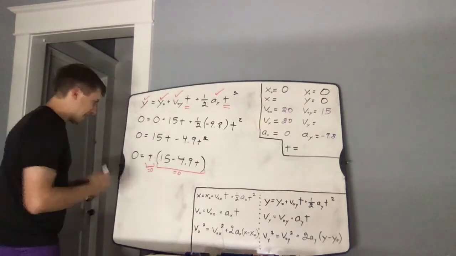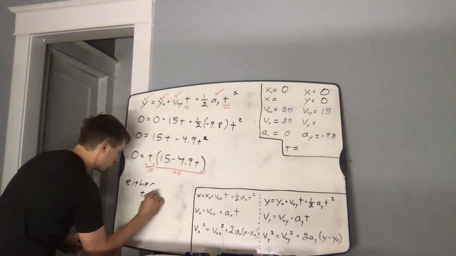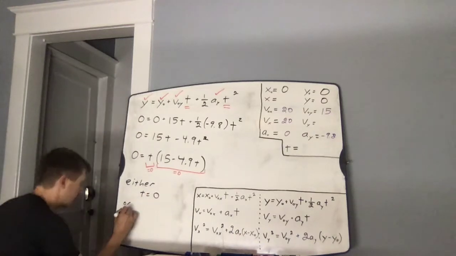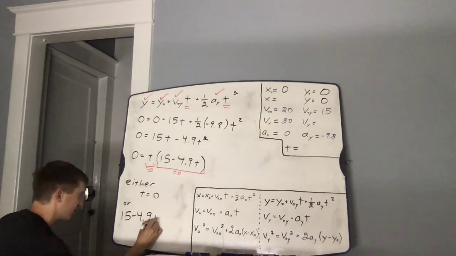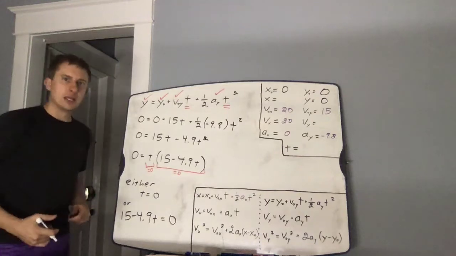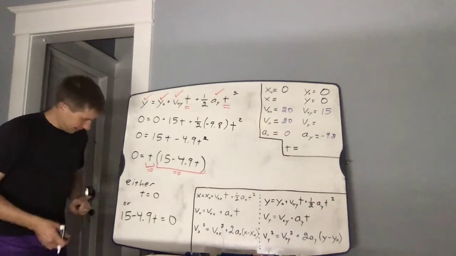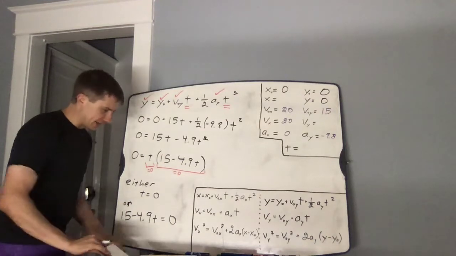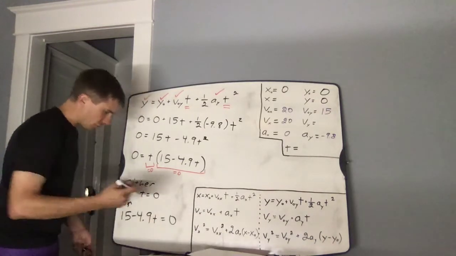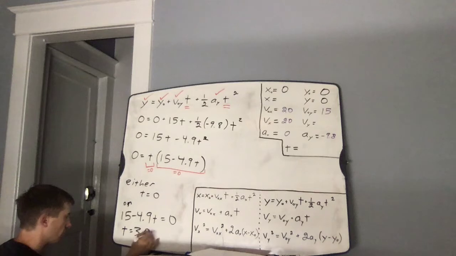So I could write that as either t equals 0 or 15 minus 4.9t is equal to 0. So t equals 0, that is already, I know what t is. For this scenario, I can plug that in a calculator, and when I do that, I get t is equal to 3.06. So this scenario implies t equals 3.06. So I have two possible solutions.